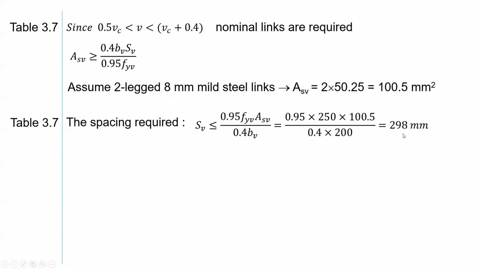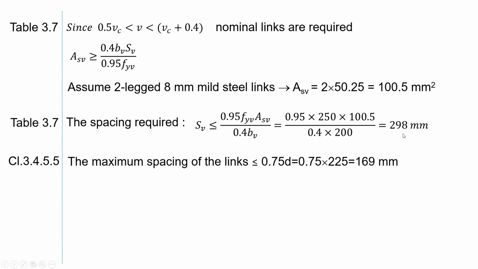We have to check this one, compare it with the maximum spacing. The maximum spacing is 0.75 D. 0.75 times D is 169 millimeter. So we take the minimum of the two values because the spacing shouldn't exceed the maximum spacing. This is the maximum spacing, 169.